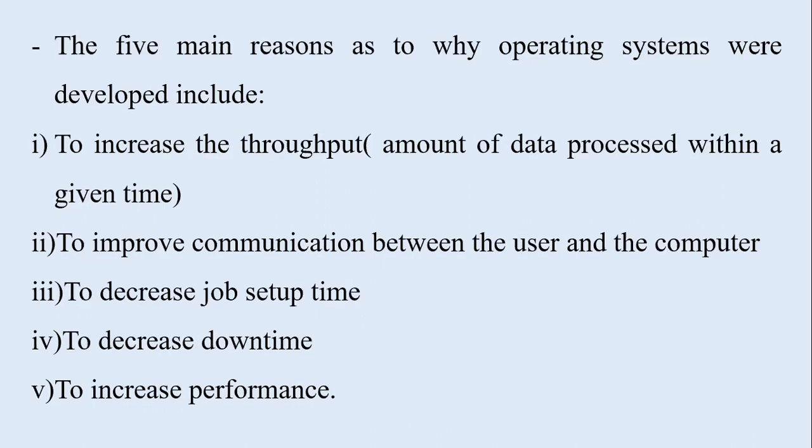Therefore, the five main reasons as to why operating systems were developed include, number one, to increase the throughput of the system or of the computer. Throughput is the amount of data that is processed within a given time. So if we say that a system has high throughput and another one has low throughput, we are simply saying that this computer is able to process voluminous quantities of data within a very short time.